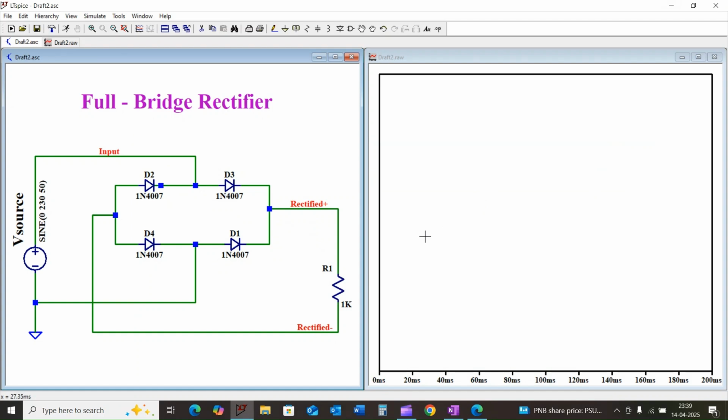In today's tutorial, we are going to dive into the world of AC to DC conversion. Specifically, we are going to learn how to simulate a full wave bridge rectifier circuit using LTSpice. Now, before jumping into the simulation, let's quickly recap what the bridge rectifier actually does.